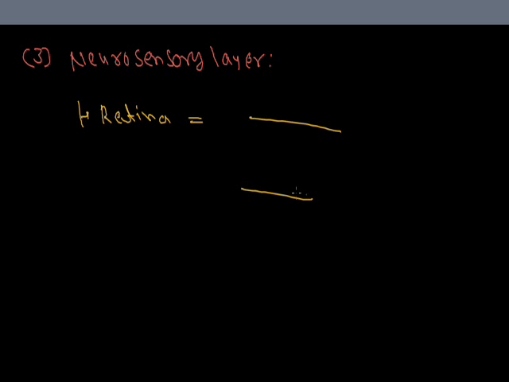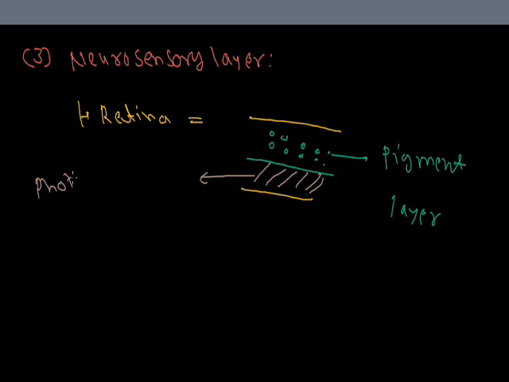Now the third layer is the neurosensory layer. The neurosensory layer has the retina. The retina is formed of two layers. This layer is the pigment layer and this layer is the photocell layer. Both layers are formed in the retina, and the retina is part of the neurosensory layer.